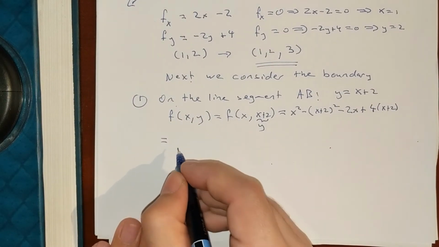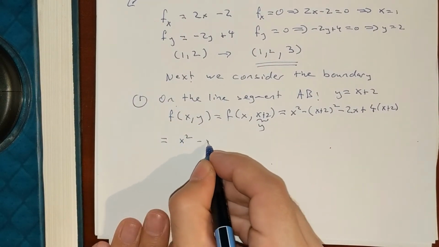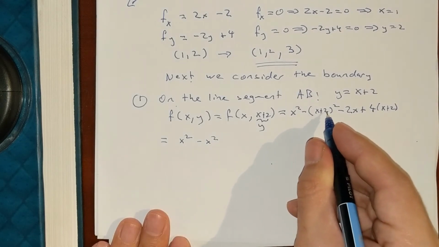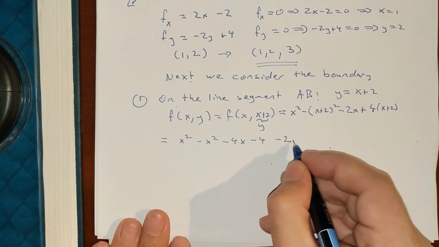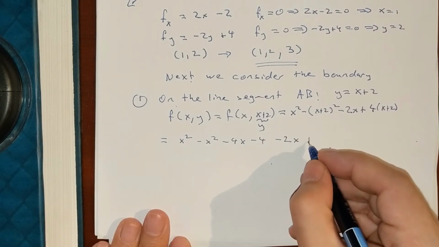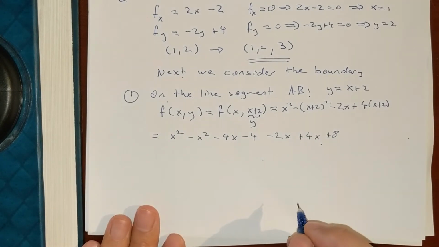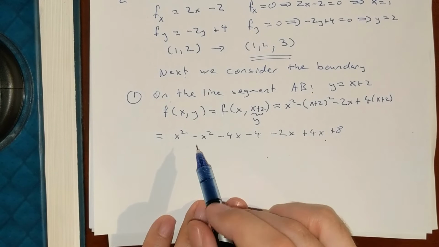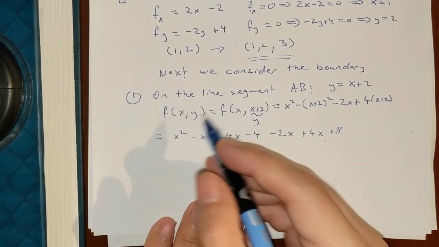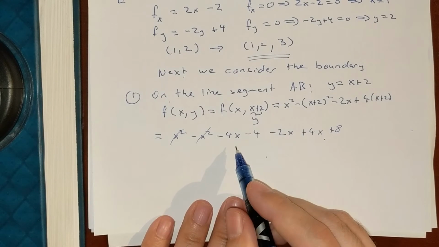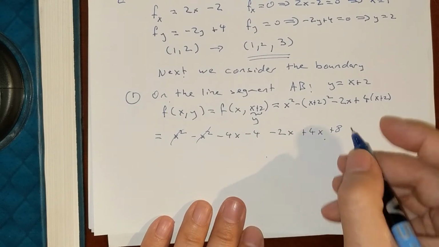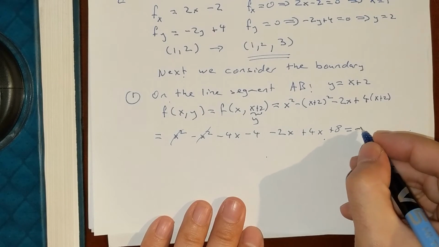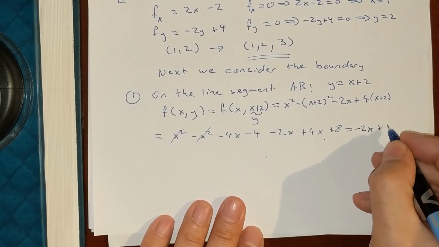So now let's try to simplify this. We're going to have an x squared minus an x squared when we open this up. There's going to be a 4x, so that's going to be a minus 4x, a minus 4, another minus 2x. All right, so far so good. Plus a 4x plus an 8. So now these guys are gone. This is going to be minus 6x plus 4x, that's minus 2x. And then minus 4 plus 8, so we have minus 2x plus 4.